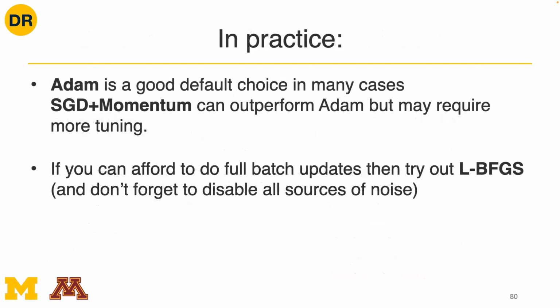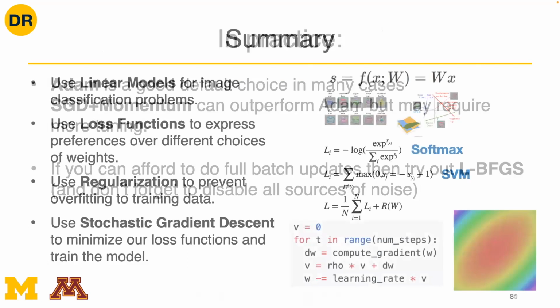In summary, in practice, Adam is usually the default choice, or sometimes AdamW. SGD plus momentum can sometimes outperform Adam, but you would likely have to tune the step size, learning rate, model parameters, and other choices, maybe like the initial learning rate or initial model parameters and so forth. If you can afford to do full batch updates, you could try LBFGS, but otherwise, if you're planning on doing mini batches, LBFGS usually won't work that well.